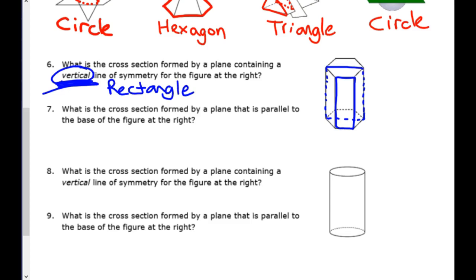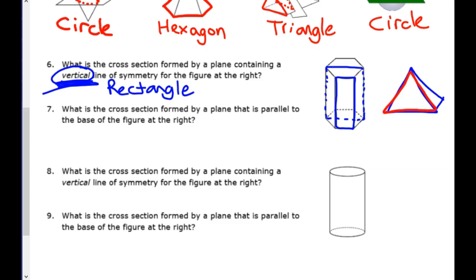Hey, guess what? What if I had a pyramid? What do you see vertically for a pyramid? What do you see right there? What is that shape? A triangle, right? So guess what happens if you cut a pyramid vertically? You get a triangle, okay? So here's the rule. Prisms vertically make a rectangle. Pyramids vertically make a triangle, cross section, okay?